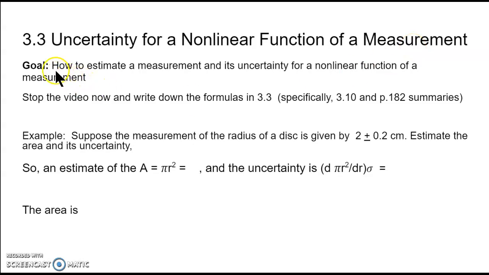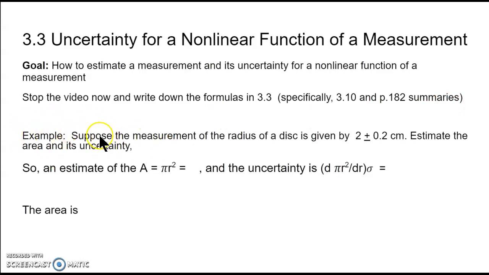Now we want to look at how to estimate a measurement and its uncertainty for a nonlinear function of a measurement, like an area or something like that. Stop the video now and write down the formulas in 3.3. Specifically, write down 3.10 and then the page 182 summaries. That's all we're using. This requires an understanding of derivatives, so hopefully you remember how to do derivatives.